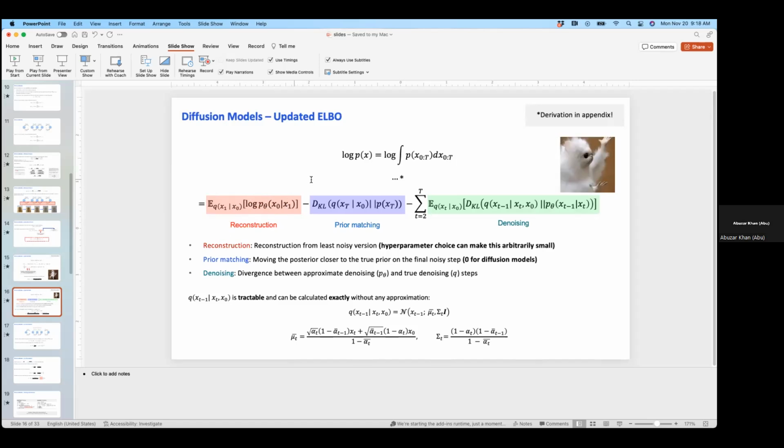right? Per time step, if you are not denoising properly, all of these t-1 terms are what will contribute to the loss, right? And in this case, this will never happen. This will always be 0. So we can sort of ignore this entirely.